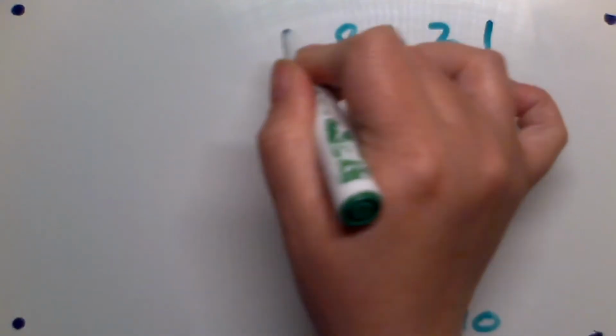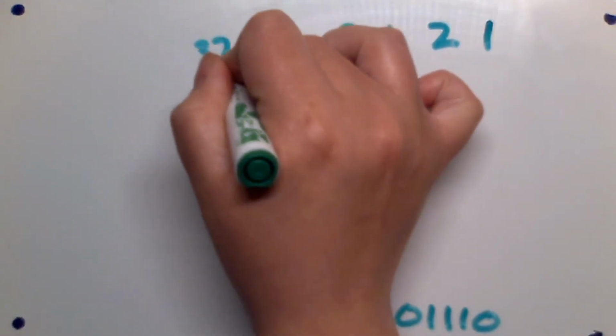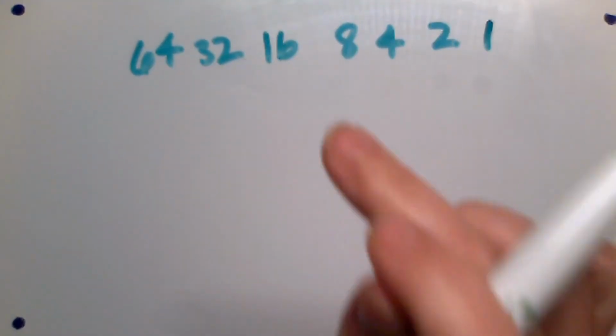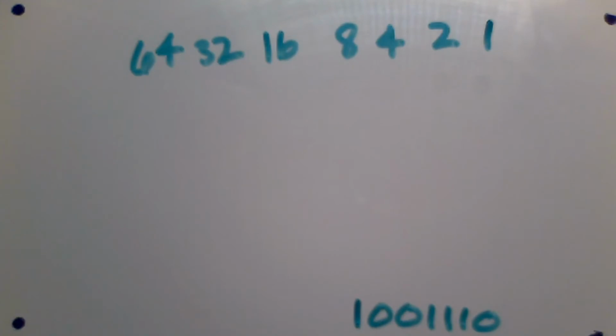Let's make our binary number this number. All right, so we need 1, 2, 3, 4, 5, 6, 7. We need 7 columns represented. So we need 1, 2, 4, 8, 16, 32, 64, and we can stop there.